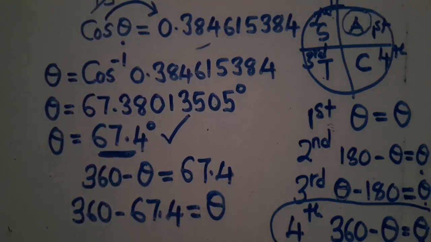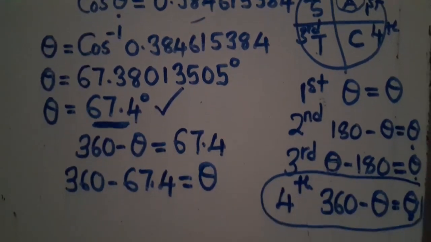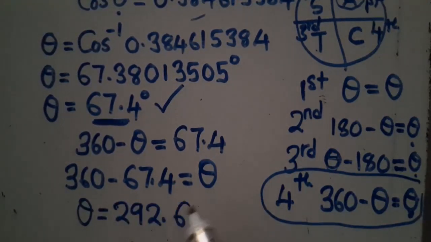If you do your calculation, 360 minus 67.4, what answer are you getting? We are saying that theta is now equal to 292.6 degrees. This is your answer, so this is how you need to answer that. I'm just here to make this very simple in your language, the language that you are going to understand.